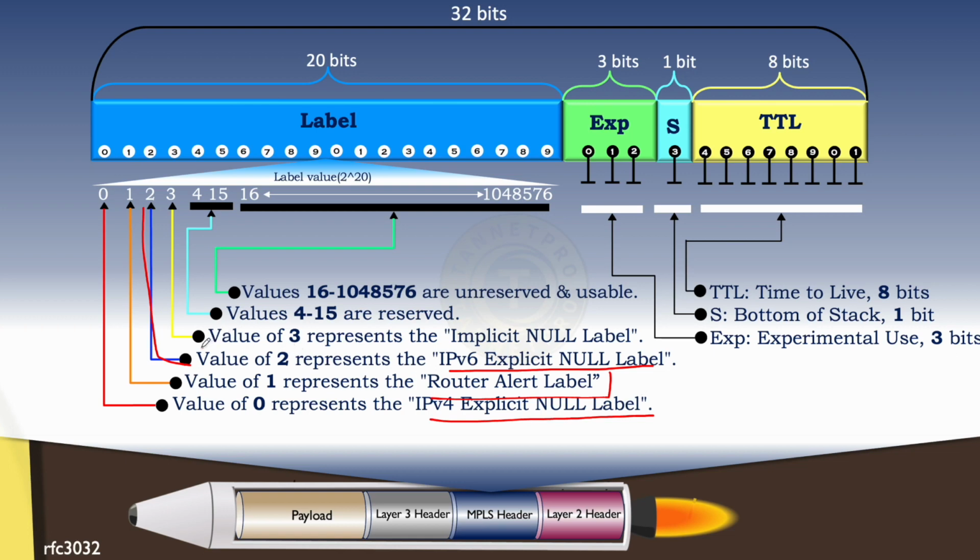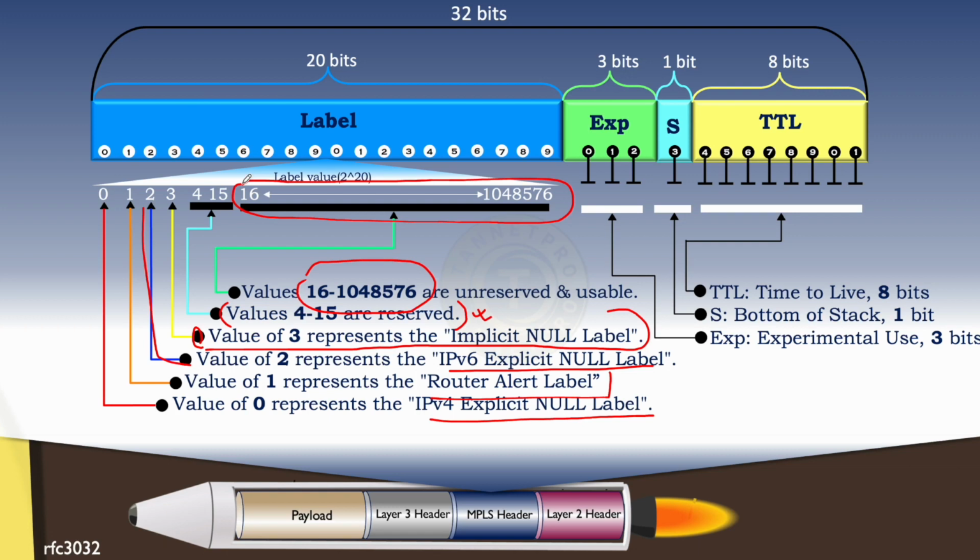Now the most important value is this one. This value is reserved and represents the implicit null. This implicit null is very important. The explicit null is also very important, that I will explain definitely. And 4 to 15 are reserved for future experimental use or any modification, so we will not consider 4 to 15. Now what value is left? The value left is 16 to 1048575, so this is the range. The entire range will be used for labeling purposes. Any prefix will be labeled within this range. You can modify this range, that is different, but this range is dedicated and usable. It is not reserved, it is unreserved. It's open for all.